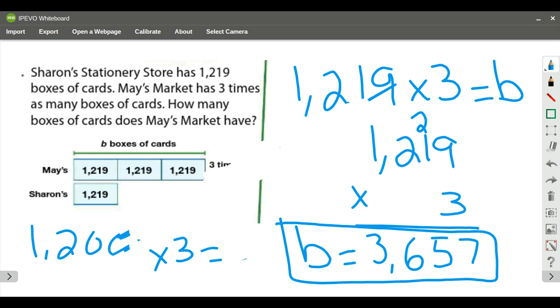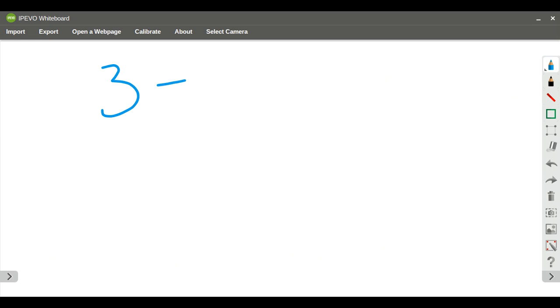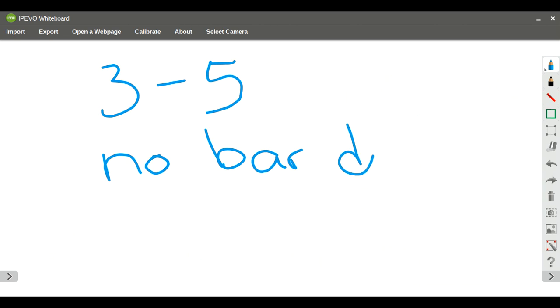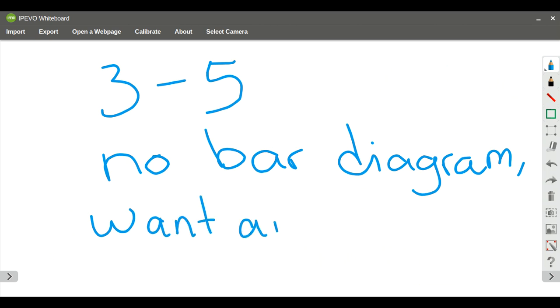All right, so you are going to do your 3 problems in your independent practice. You already have a bar diagram in problem number 3, but I do want to see a bar diagram for problems 4 and 5 just to get a feel of what it looks like. And then you are going to work on solving your problems. Actually, looking at problems 4 and 5, I don't want you drawing a bar diagram. I do want an equation. So for 3 through 5, no bar diagram, but I do want an equation.